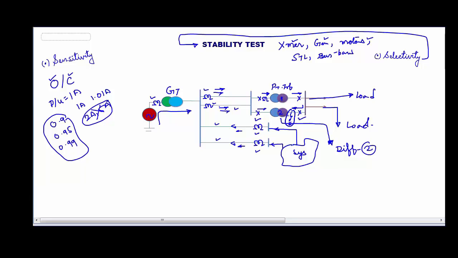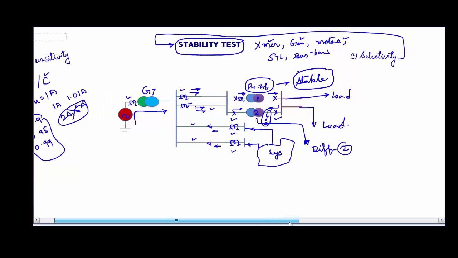So this is how the selectivity of the relay operates, because every relay was in picked up condition. Even for this particular power transformer, that is power transformer 1, the relay might have picked up but it did not operate. It means that it was stable, and we justify that by performing the stability test on the equipment. Let us pick up this thing in a detailed way.